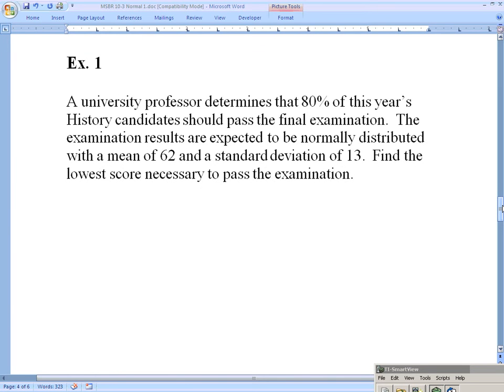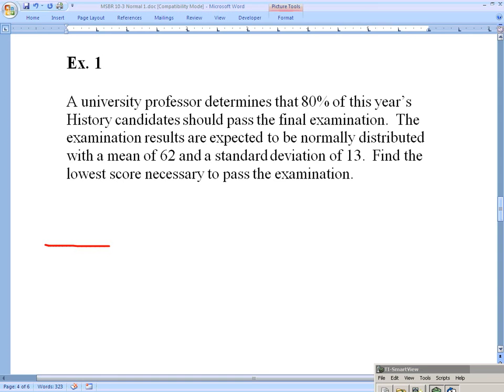A history professor determines that 80% of this year's history candidates should pass the final examination. The examination results are expected to be normally distributed with a mean of 62 and a standard deviation of 13. Find the lowest score necessary to pass the examination.